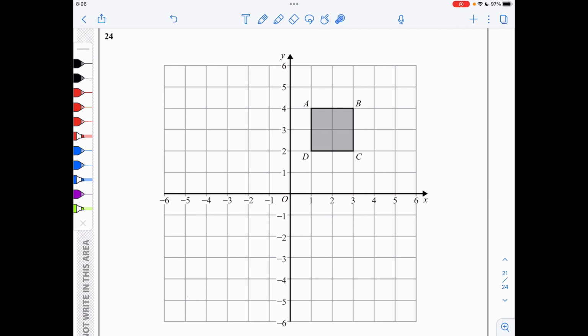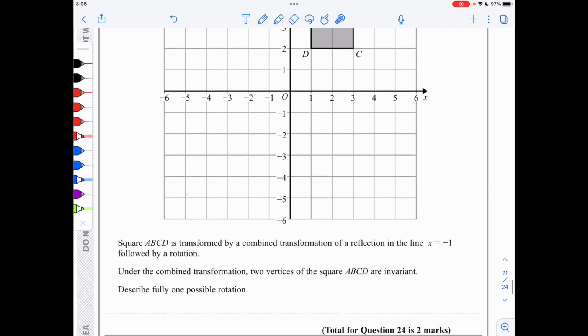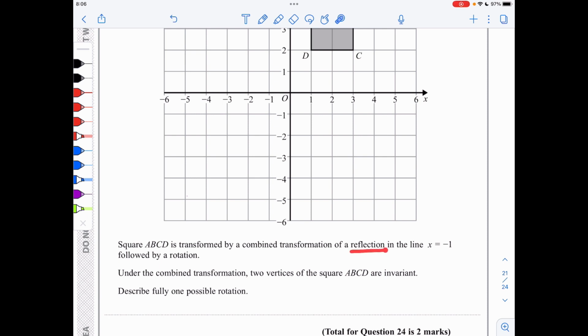In 24, we've got the square ABCD shown here, and we are told that we start with a reflection in the line x is -1, followed by a rotation. Under this combined transformation, 2 vertices of the square remain invariant, so they remain at the same place, and we need to describe fully one possible rotation. From the instructions, describe fully one possible rotation. This implies that there is more than one possible correct answer.